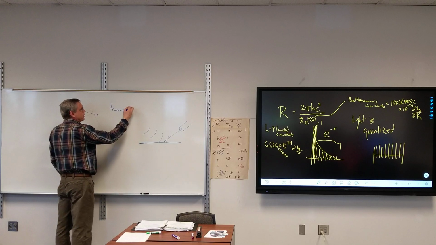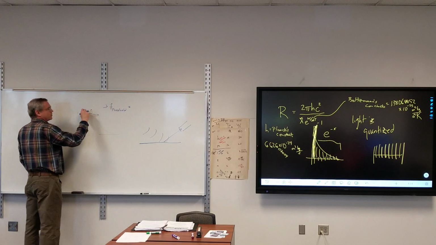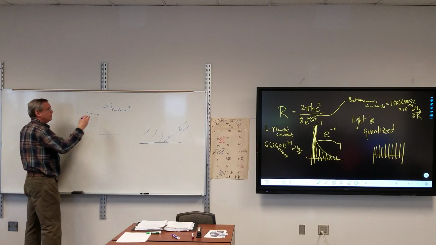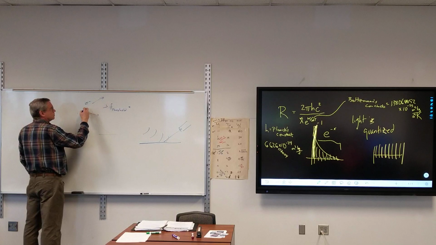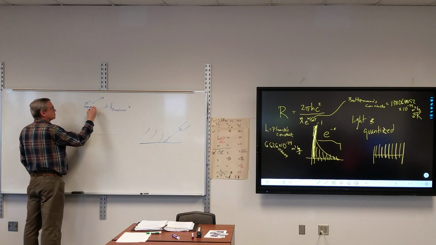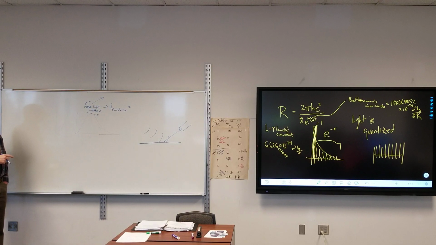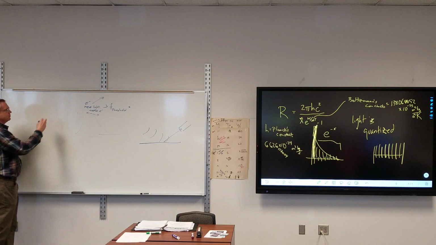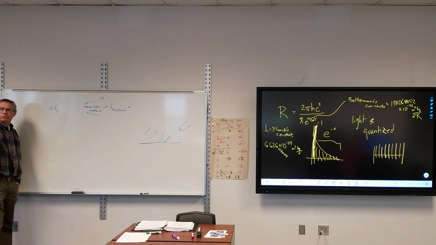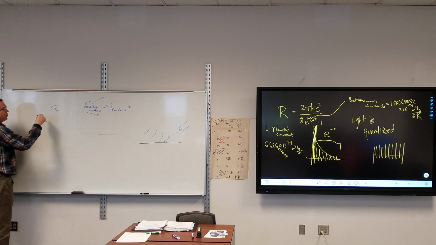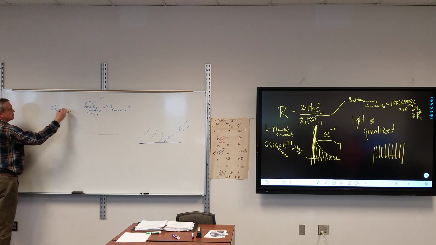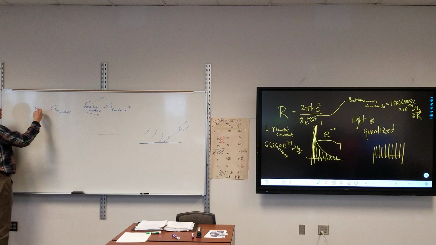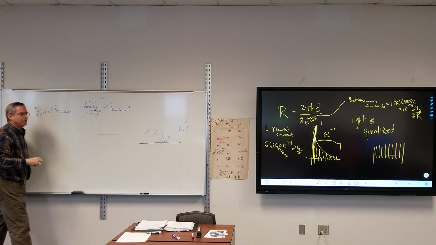There's a threshold frequency that if you are above that threshold frequency, then that works. You will get electrons ejected, and then more light, more electrons. But if you're below that threshold frequency, it doesn't matter how bright the light is, you aren't getting anything ejected off of it. So below the threshold, no electrons ejected. Well, this causes problems here.